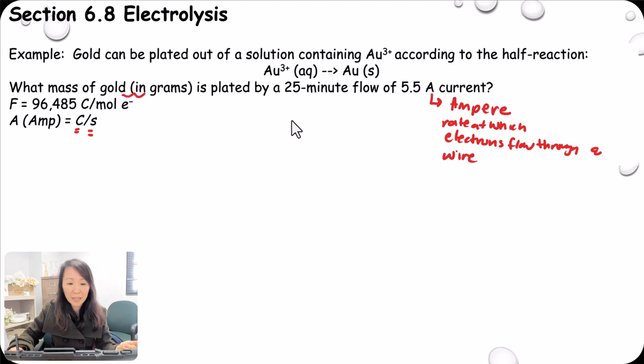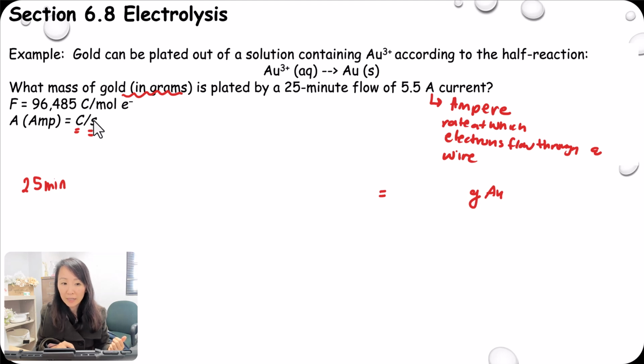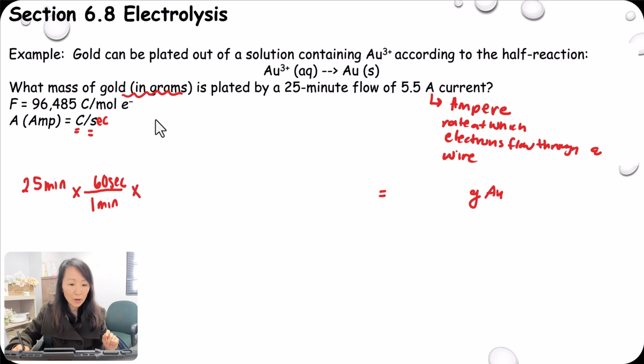So we're trying to find something in grams. We're going to start off with 25 minutes. Somehow we're going to do a bunch of calculations so that in the very end, we get grams of gold by looking at 25 minutes. Well, look at the ampere. It's coulomb per second, so something to do with seconds would be really nice. So this S represents second. I'll put SEC just in case. So let's convert the minutes to seconds. So 25 minutes, and we know every 1 minute there are 60 seconds. Okay, so we're kind of getting there.